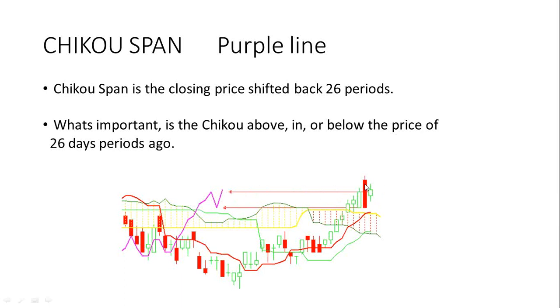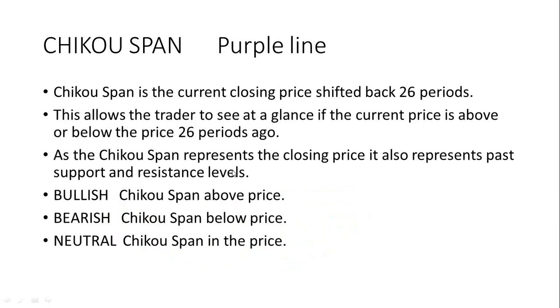You notice that the low on the red candle here, shifted back, has formed this Chikou point back in here. So that's all it does. It just follows the closing price, shifted back 26 periods. The Chikou span is the current closing price shifted back 26 periods. This allows the trader to see at a glance if the current price is above or below 26 periods ago. The Chikou span represents the closing price. It also represents past support and resistance levels.